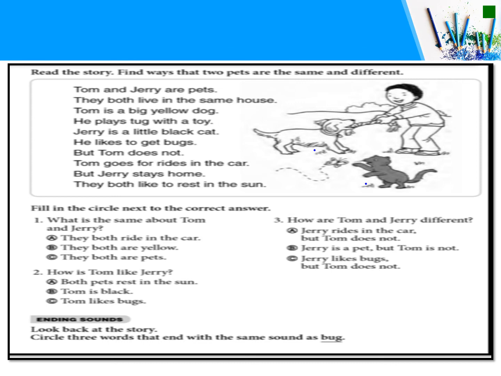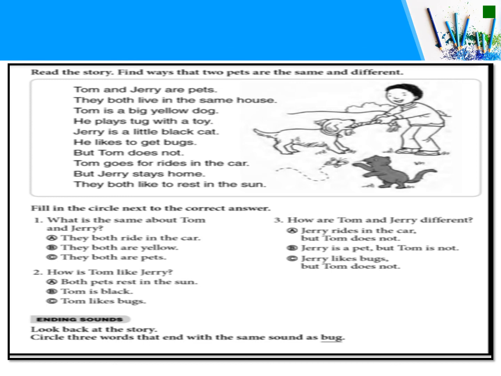They both live in the same house. Tom is a big yellow dog. He plays tug with a toy. Jerry is a little black cat. He likes to get bugs. So this is different. So thumbs down. But Tom does not. Tom goes for rides in the car, but Jerry stays home. They both like to rest in the sun.